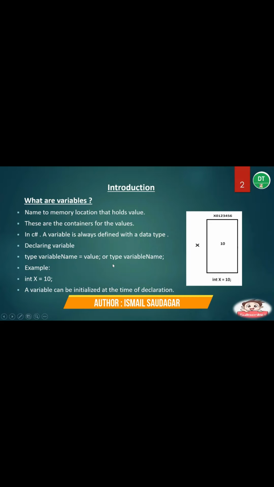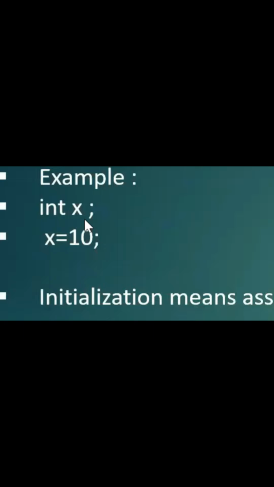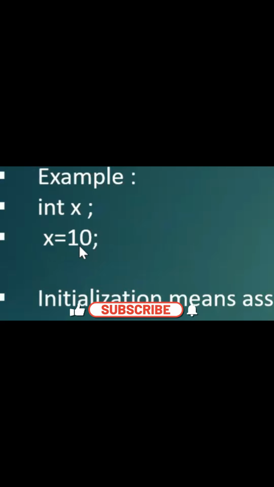Or we can first declare the variable and after that we can assign the value to it. Like here I have done int x equal to 10, declared the variable and assigned the value. Or I can write like this, int x, then this is the declaration only, and this is the initialization, meaning putting the value or assigning some value to it. A variable can also be initialized after declaration. I have explained here: initialization of a variable means assigning a value to the variable.